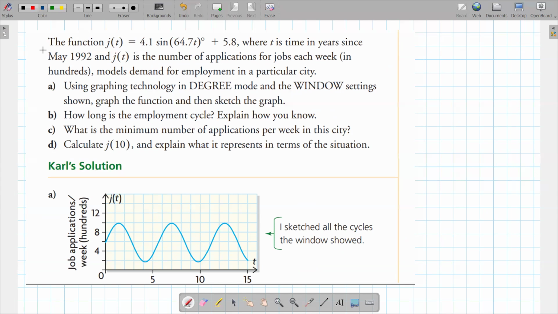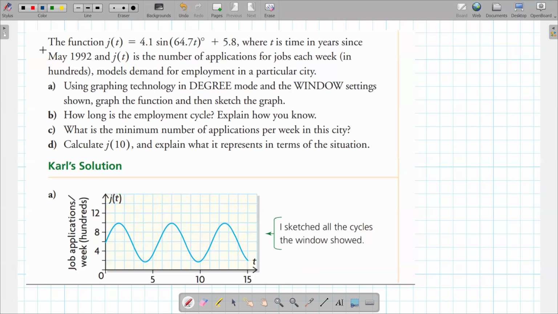Using graphing technology, graph the function. Okay, whatever. Let's just pretend we put this on Desmos. Part B, how long is the employment cycle? In other words, find the period. How do you find the period? You can do it from the plot, or you can do it from the equation. Let me show you how to do it from the plot.